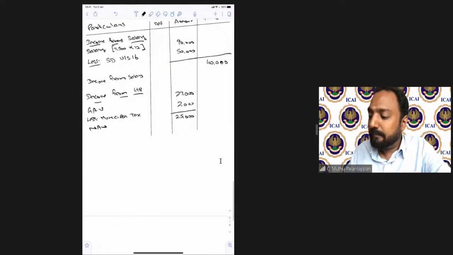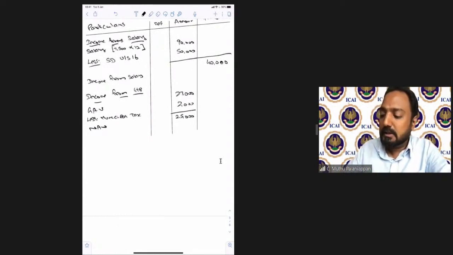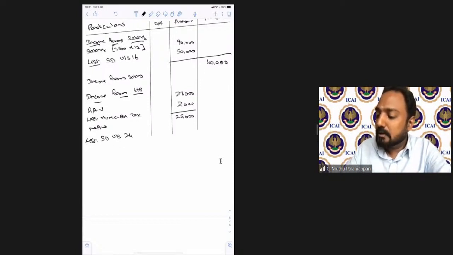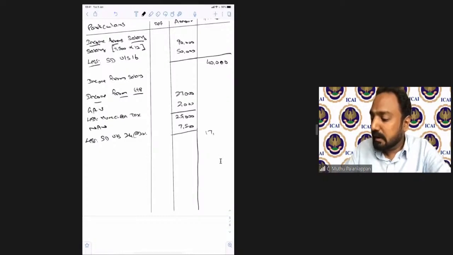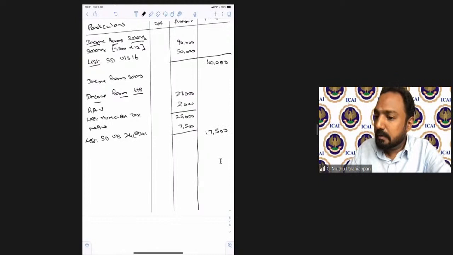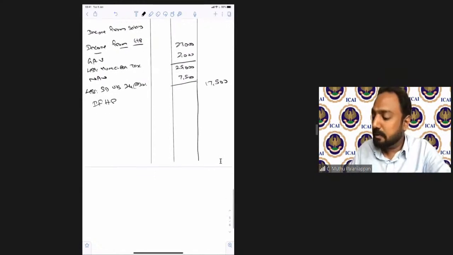So now in this NAV, I'm considering 25,000 and then less standard deduction under section 24, which is 30%, right? At 30%, it is 7,500. So this 7,500 is 30% of 25,000. I'm just continuing the problem. So from this 25,000, I get 17,500. So that is your income from house property. Okay, so now I've got this income from house property.